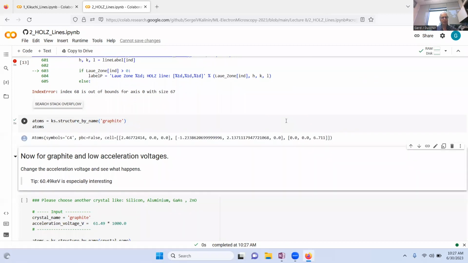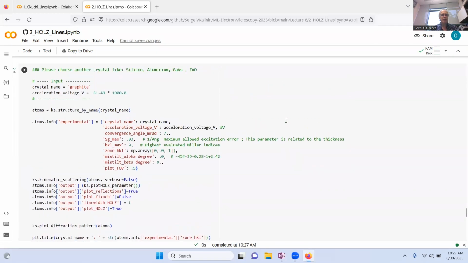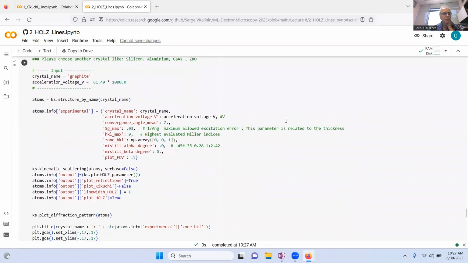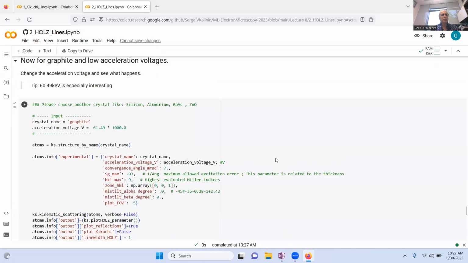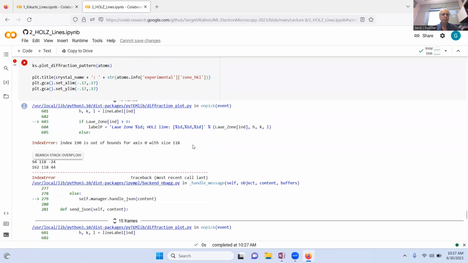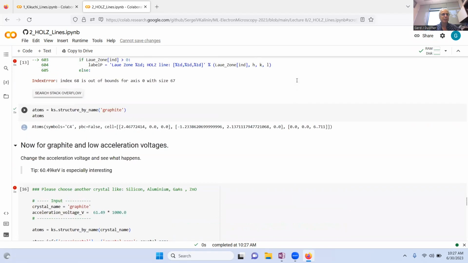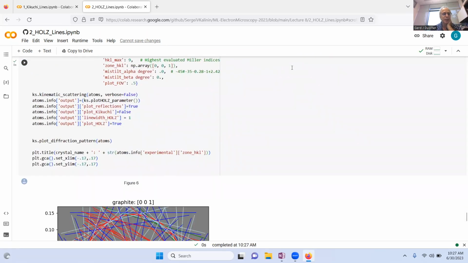So let's do the same thing with graphite, a little bit more interesting. And I go in the third dimension with my higher order Laue zones. And I see I have a relatively complicated pattern here. And you can use this to simulate that, of course, for different acceleration voltages. I want you to, okay, I shouldn't have done that. Maybe I start it again. Okay, I wanted to start it anyway.